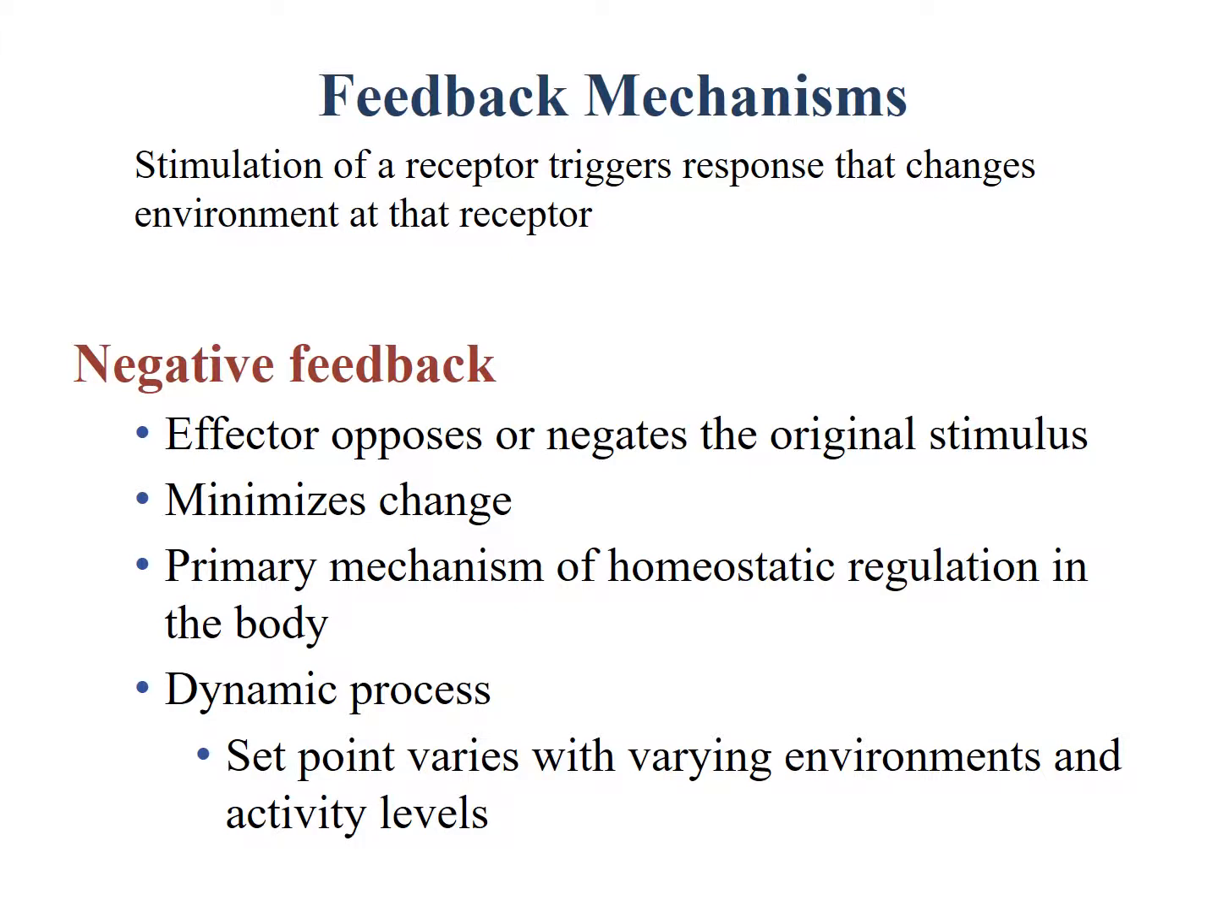Now, there are a few different mechanisms for controlling homeostasis and regulating it in the body, and these involve feedback mechanisms. Feedback mechanisms, here the stimulation of a receptor triggers the response that changes the environment at that receptor. Now, there are three different methods with how these feedback mechanisms work to maintain homeostasis. The first and most common is negative feedback. Negative feedback, in this case, the effector opposes or negates the original stimulus.